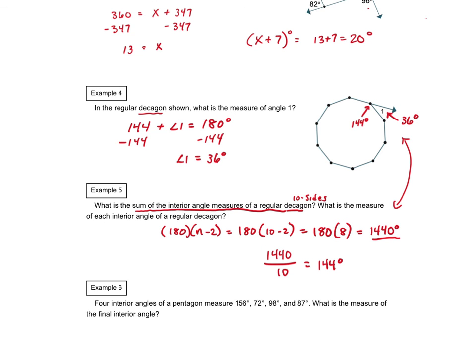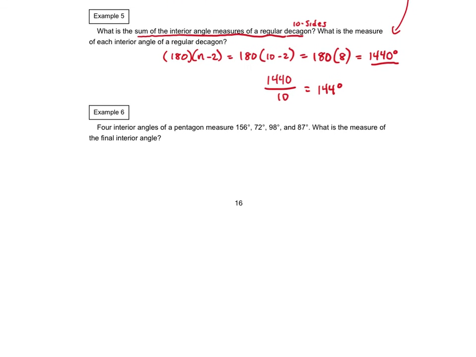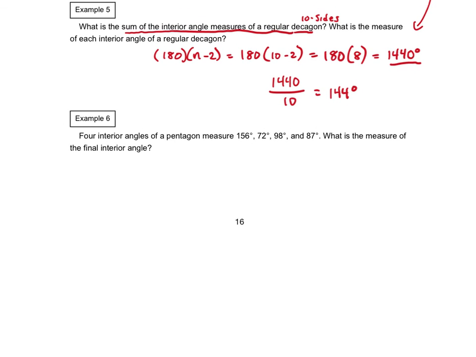And we'll do this last example, number 6. We have 4 interior angles of a pentagon measured. It says, what is the measure of the final interior angle? So we have another angle out there. So if we take a pentagon and we want to find out what the interior angles measure, we would say 180 times 5 minus 2 is going to give me 540 degrees. Remember, that is the number of sides.